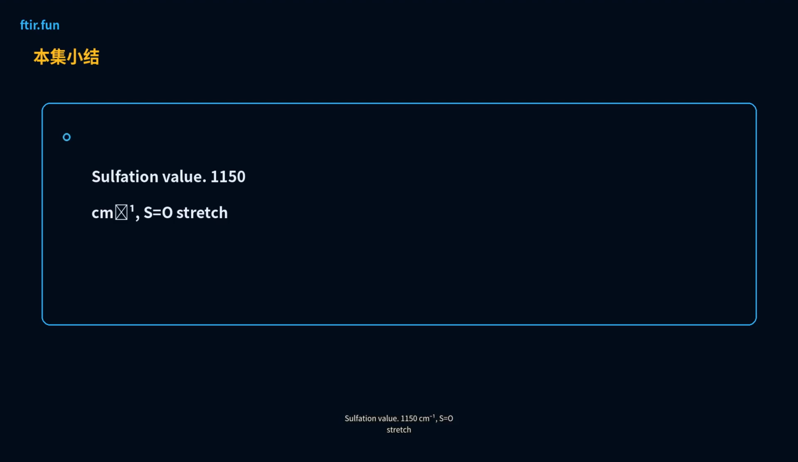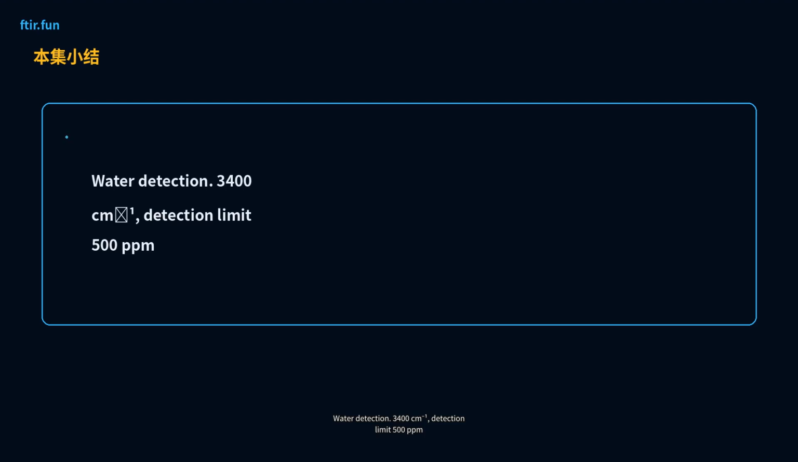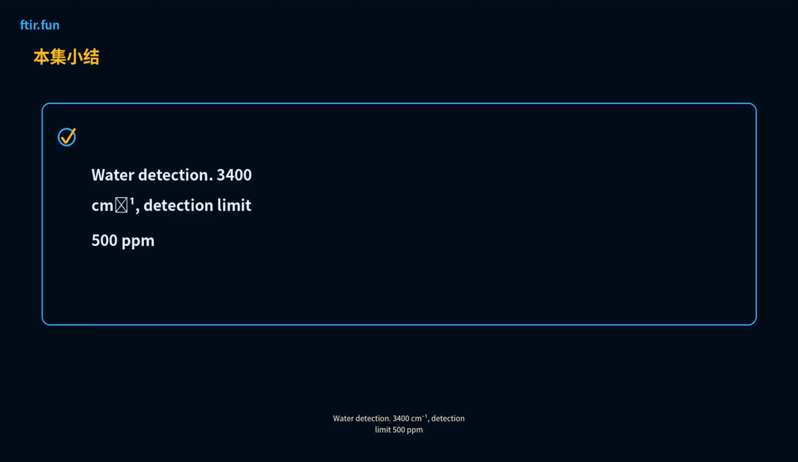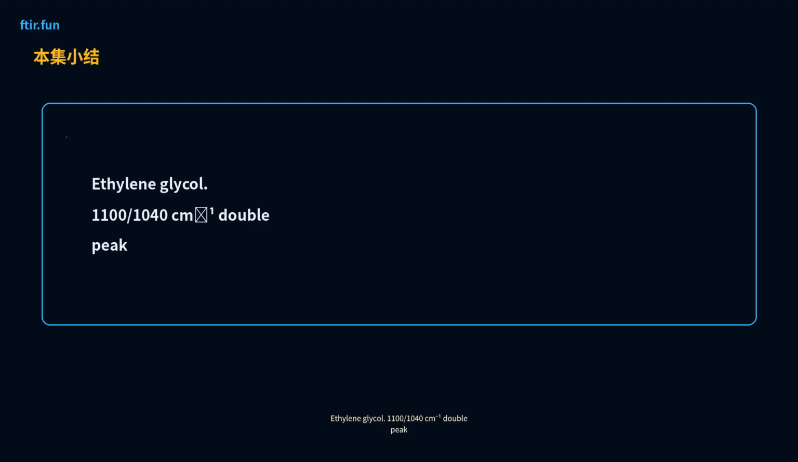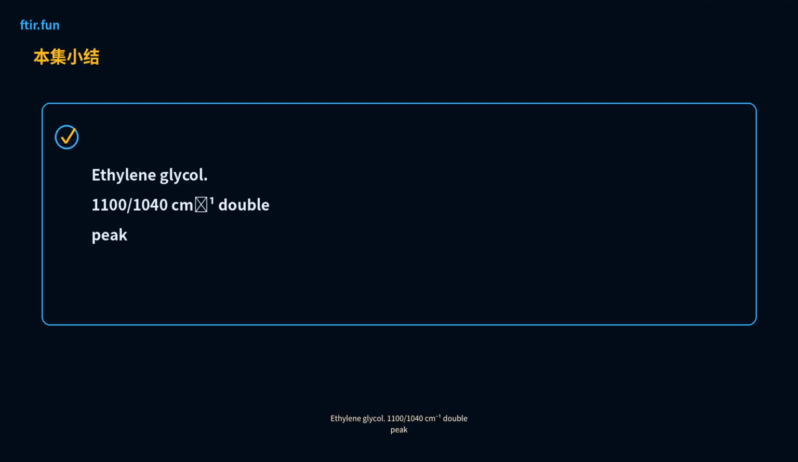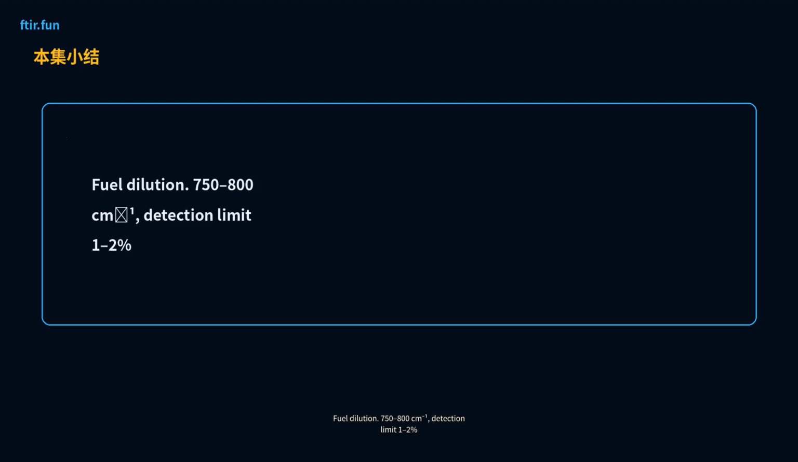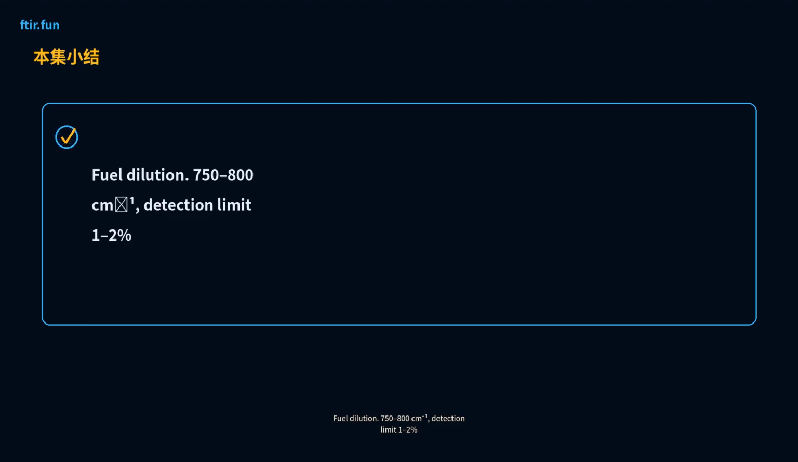Sulfation value: 1,150 centimeters, S=O stretch. Water detection: 3,400 centimeters, detection limit 500 ppm. Engine glycol: 1,140 centimeters double peak. Fuel dilution: 750-800 centimeters, detection limit 2%.